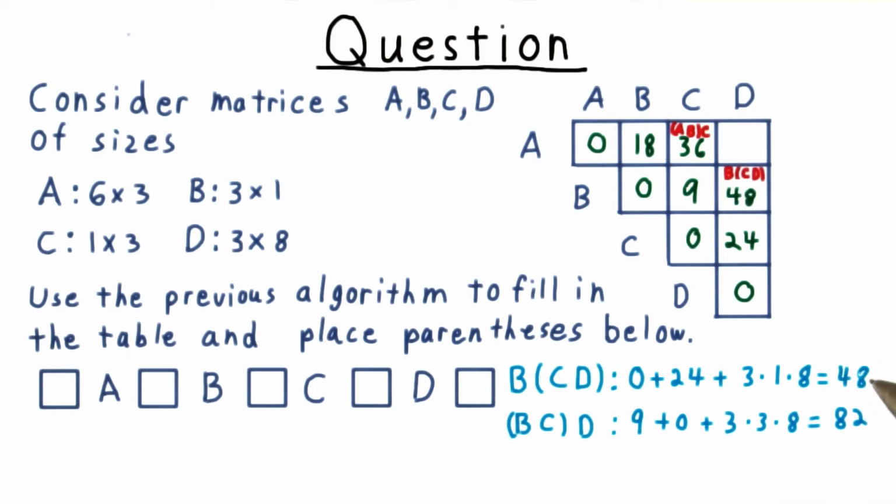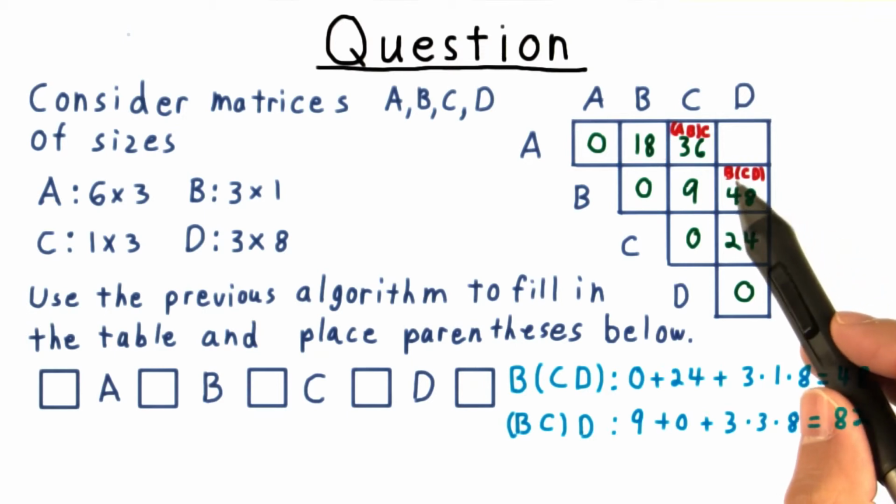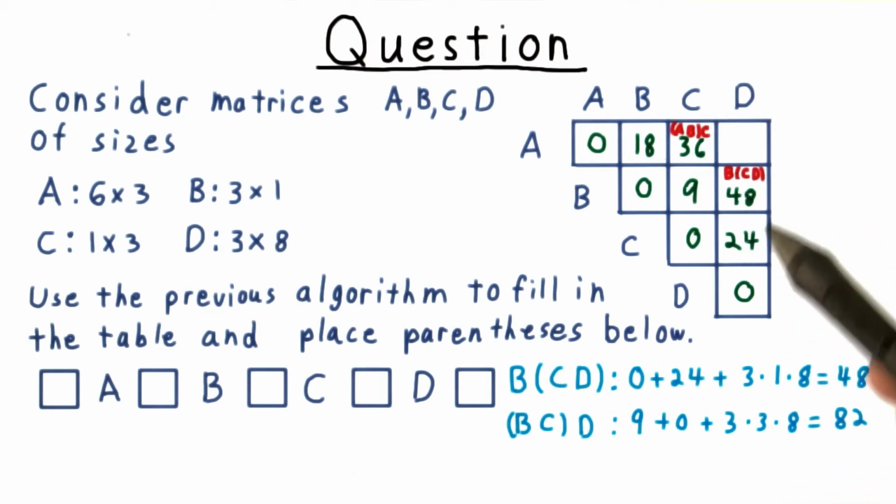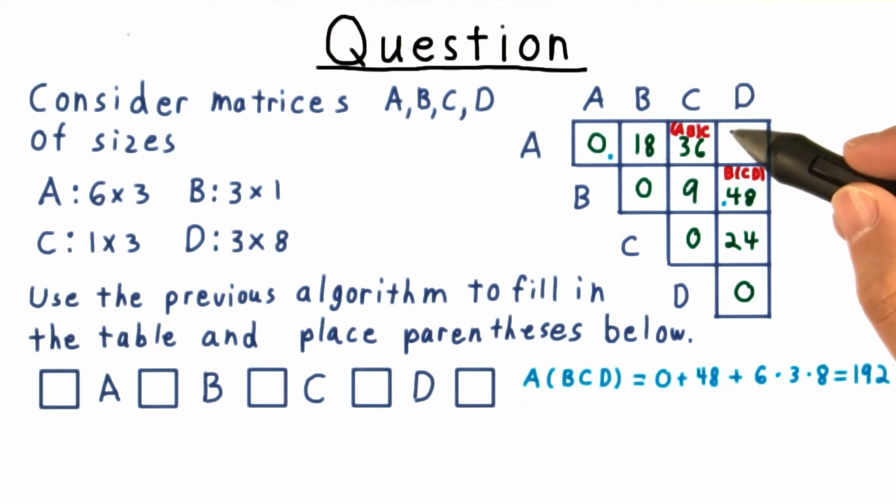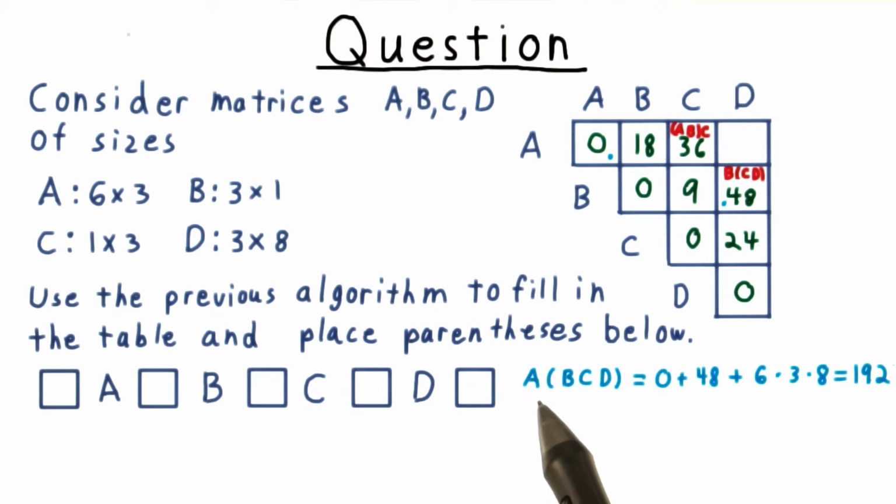48 is the minimum cost, and the better partition is B times the quantity CD. So we'll record that information in the table. Now for the last entry. Consider first the partition A times the quantity BCD.